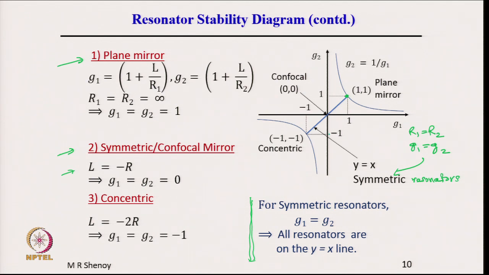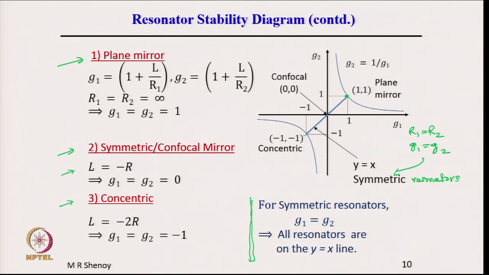And therefore, in the diagram the confocal mirror is here at 0, 0, G1 equal to 0, G2 equal to 0. The position of the confocal mirror is marked on the stability diagram. If we take a concentric mirror resonator, then L is equal to minus 2R. Therefore, if you substitute L equal to minus 2R in this expression, we get minus 2R here, and therefore this is minus 1. So, L is equal to minus 2R, therefore this whole term is minus 2. So, 1 plus minus 2 is minus 1. So, G1 is equal to G2 is equal to minus 1, and that point is here.